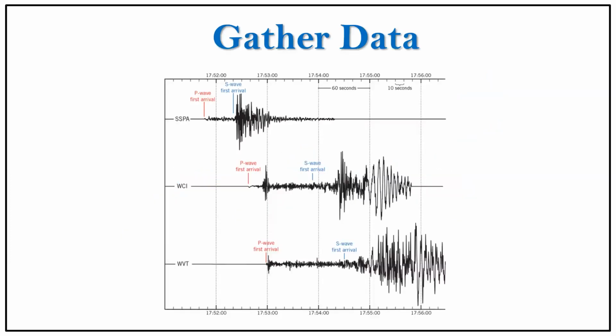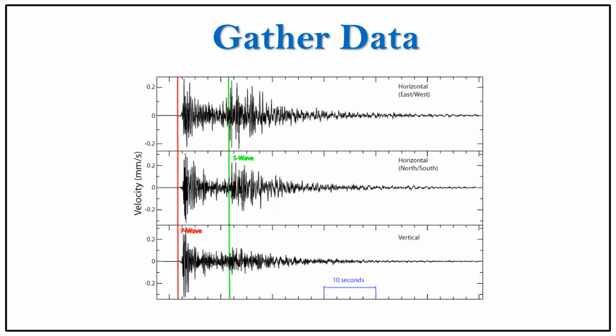Gather data. Collect seismic data from seismographs located at various distances from the earthquake epicenter. Seismic data typically include the arrival times of different types of seismic waves, such as P waves, primary waves, and S waves, secondary waves, recorded at each seismograph station.